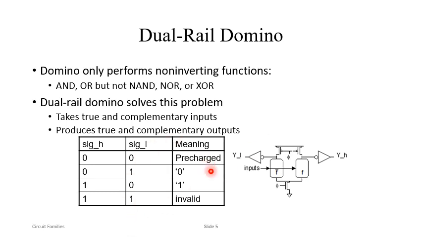The logic accepts both true and complementary inputs and computes both true and complementary outputs, as shown in the figure. In this figure we have both high and low signals present in the output. Here we have signal low and high, showing when it is in the pre-charge level and when the invalid and the 0 and 1 states are presented.